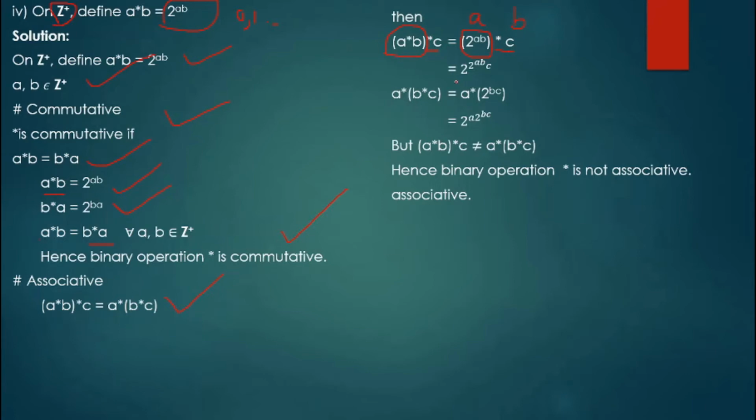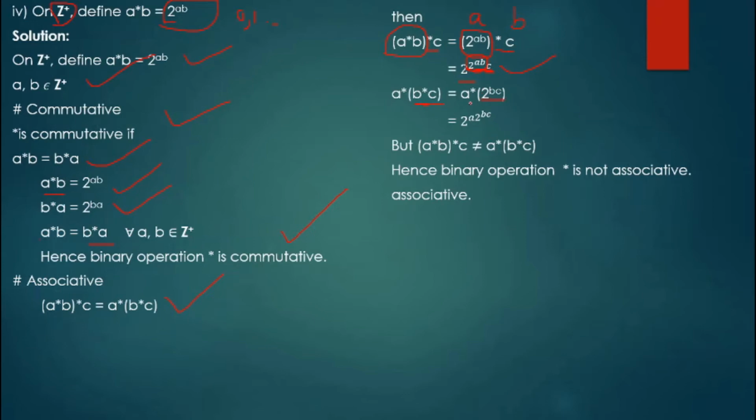Now we go back to our definition. If A star B equals 2 raised to AB, so I write 2 raised to AB into C. Next, A star B star C equals A star 2 to the power BC. I have been repeating how we can write this according to the A star B defined in the question. So this is 2 raised to BC.